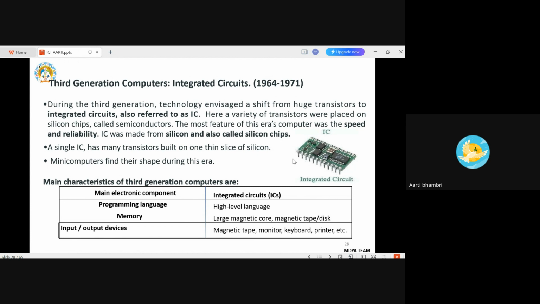The main characteristics of the third generation computers are: electronic component used, integrated circuits; programming language is high level language. Now language is improved. High level language means it's human understandable. And memories: large magnetic core and magnetic tape. Input output devices: now the monitor is introduced in this generation. Magnetic tape, monitor, keyboard, printer, all these were introduced in this generation. Okay.